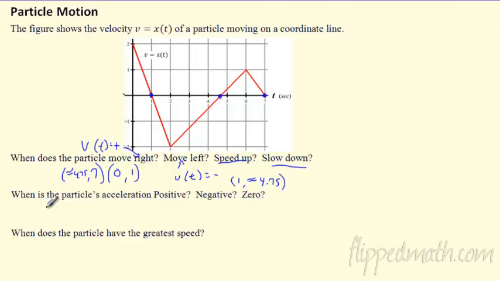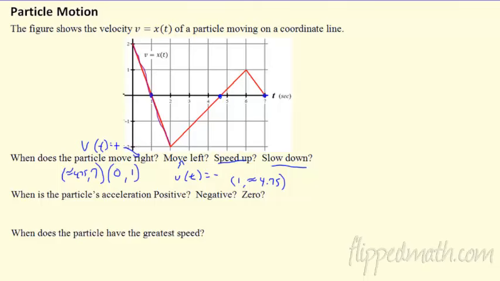So when is the particle's acceleration positive, negative, or 0? So remember, acceleration is the derivative of this. So I can find the derivative. What's the derivative of this line? Well, it's the slope of this line. Like any point on here, the instantaneous rate of change is that slope. So what is the slope of this line? Well, it's down 2 over 1. So this whole part from here to here, it's down 2 over 1, down 2 over 1. I'm going to graph it. Your acceleration is actually negative 2.